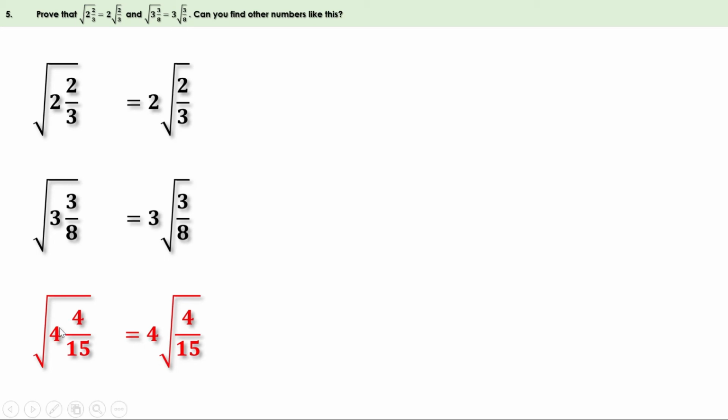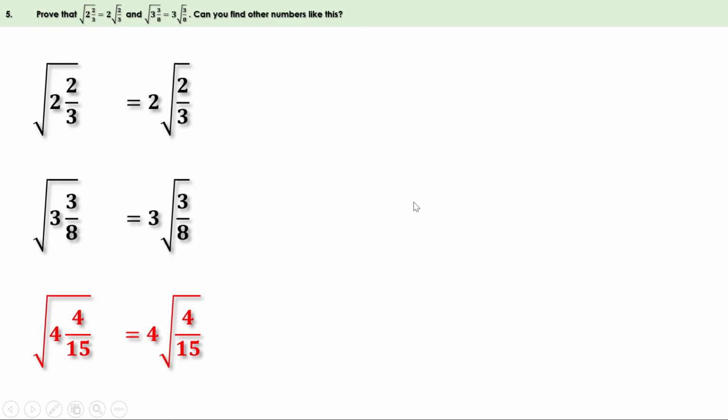Now, what is the next number? Let us replace 4 by 5. Then the numerator should also be equal to 5, and the denominator should be 1 less than the square of 5. That is 25 minus 1, or 24.